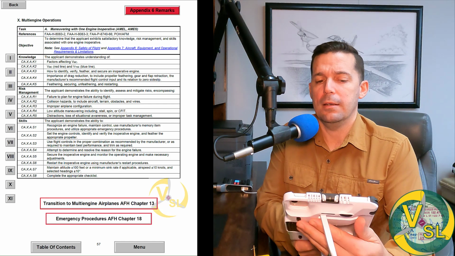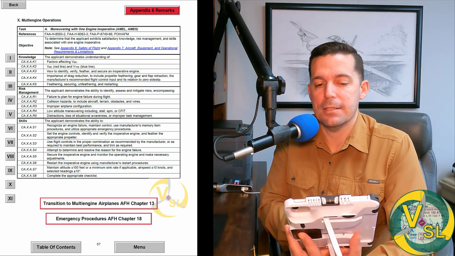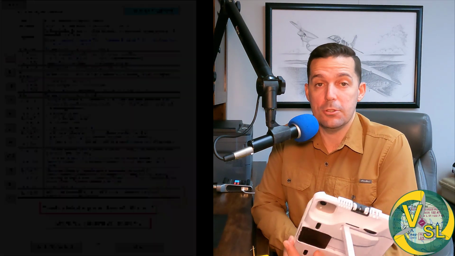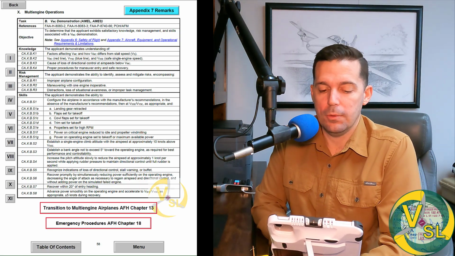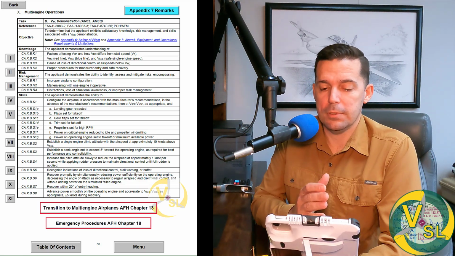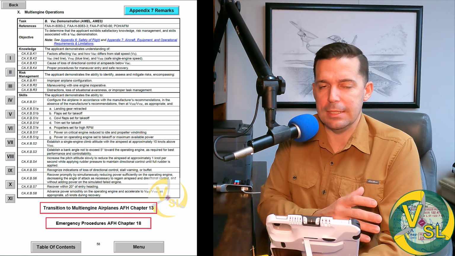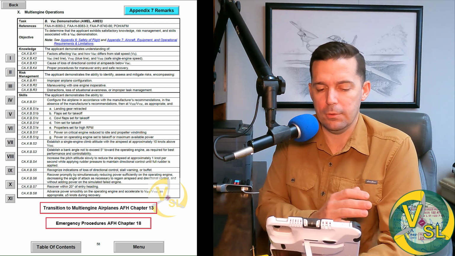Next one, Area of Operation 10, Task B. This is our VMC demonstration. This is a fun one. So there are 8 skills here. Skill 1's kind of exploded out into 7 different subgroups, so I'll go through that real quick.